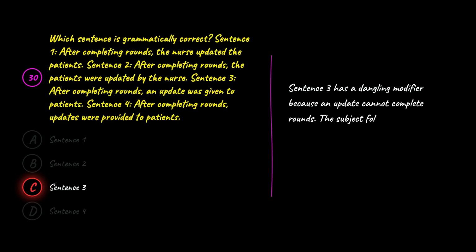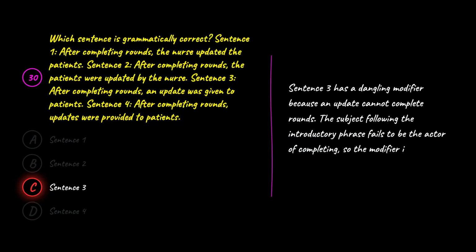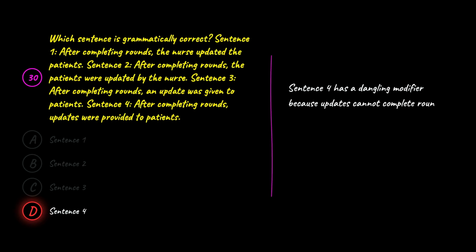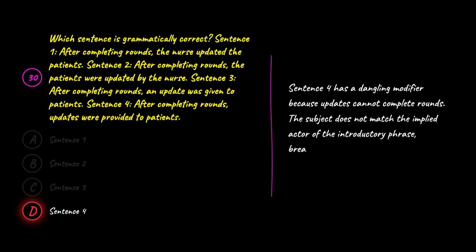The subject following the introductory phrase fails to be the actor of completing, so the modifier is left dangling without a logical attachment. D is wrong because sentence 4 has a dangling modifier because updates cannot complete rounds. The subject does not match the implied actor of the introductory phrase, breaking grammar. A revised version requires placing the nurse in subject position.